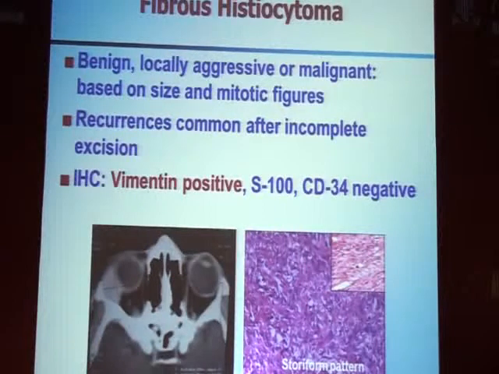A case which is S100 negative, CD34 negative, most of the markers are negative, but it is Vimentin positive, which has a characteristic storiform pattern. Storiform pattern means a cartwheel pattern. That is supposed to be a fibrous histiocytoma. They can again be benign, locally aggressive or malignant, and this is based on the presence of the mitotic figures.